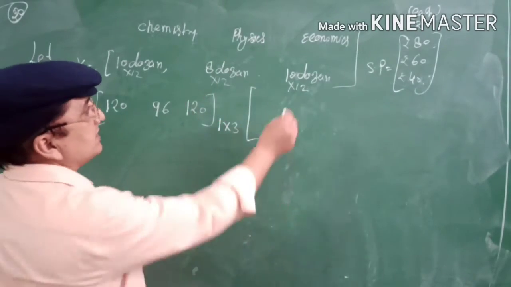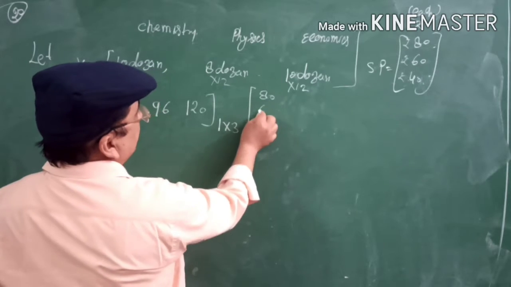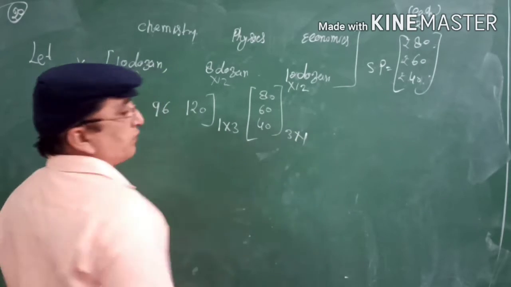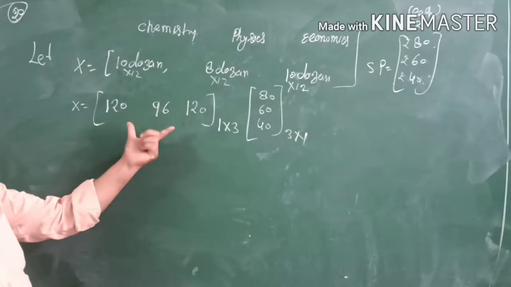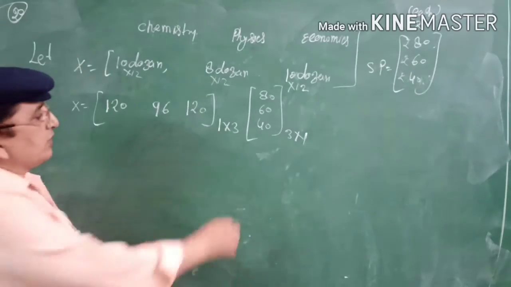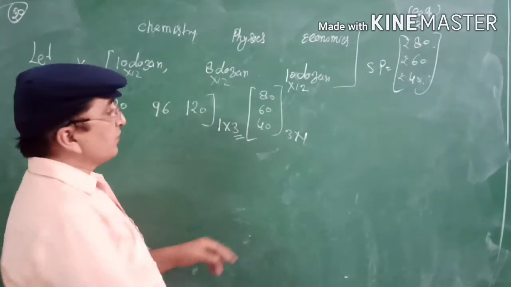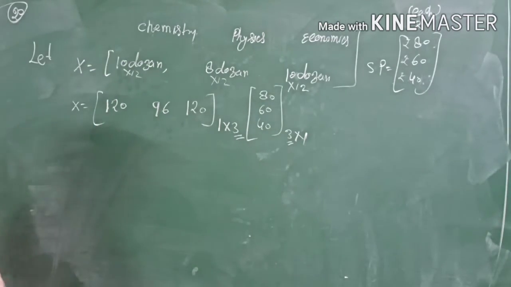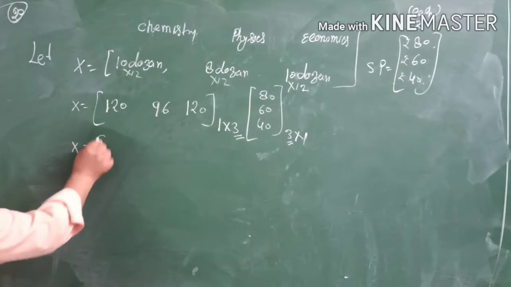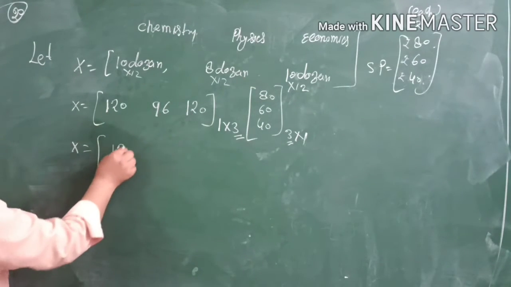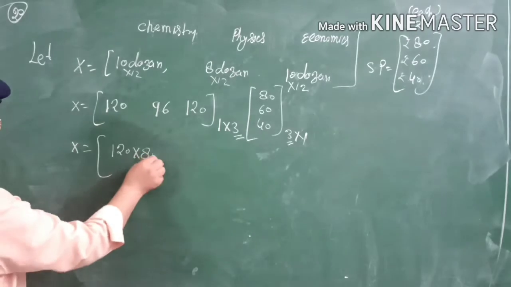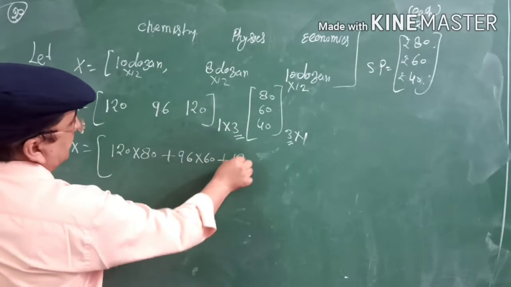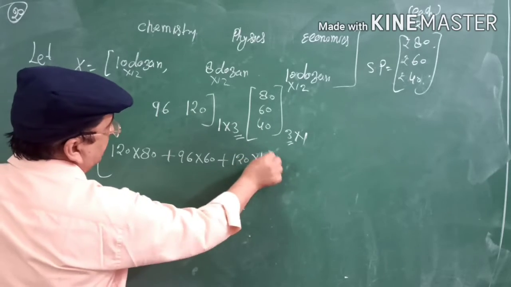And the costs are rupees 80, 60 and 40, and this is a 3 cross 1 matrix. It means the first matrix has number of columns 3 and the number of rows of the second matrix is 3 also. It means the multiplication is possible. So we can multiply these matrices: 120 multiplied by 80 plus 96 multiplied by 60 plus 120 multiplied by 40.